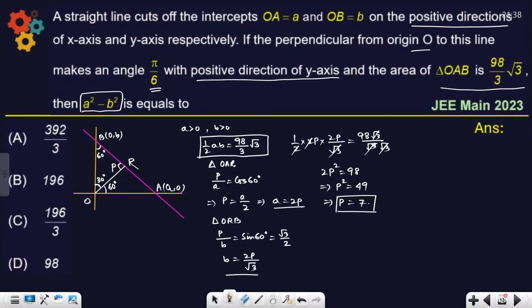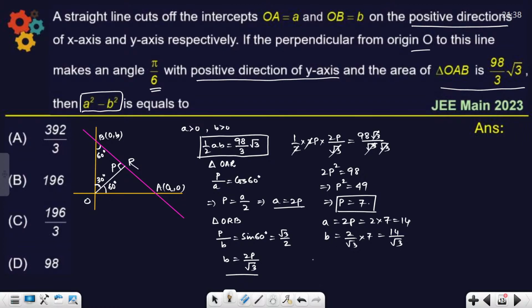So the moment you get p, you know what your a is. What is a? A is nothing but 2p, which gives us 14. And what about your b? It's 2 over root 3 into 7. That gives us 14 over root 3. That's it.